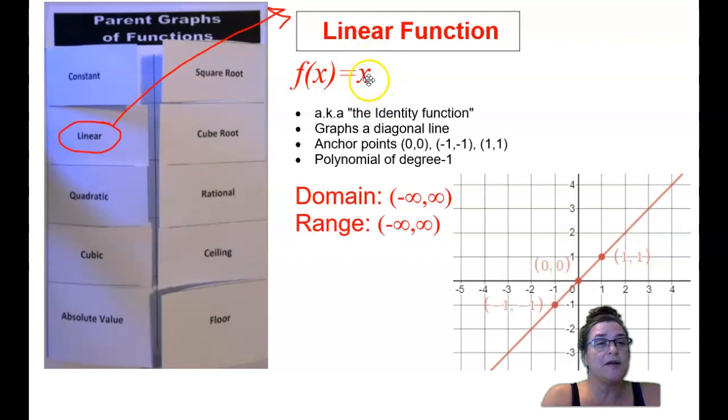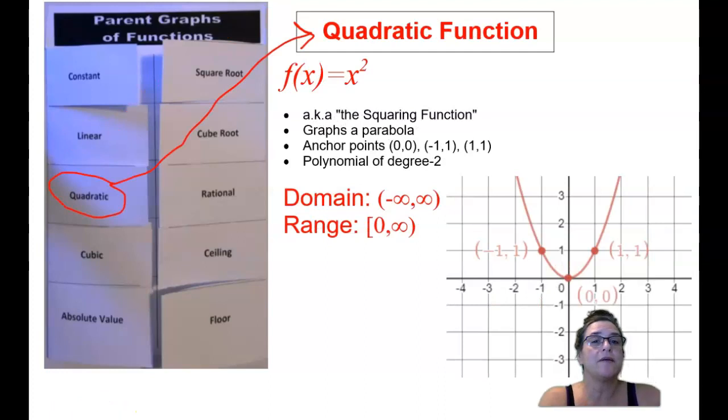The linear function, remember, is part of the polynomial family. It's a degree 1 polynomial, and its domain and range are both unbounded. And it's always going to graph a diagonal line. Okay. The next function that we want to look at is the quadratic. The quadratic function is f(x) = x². That's one that we started with in this lesson when we were looking at Desmos with some basic transformations. Since it's x squared, it's also known as the squaring function in our textbook. And it's always going to graph a parabola.